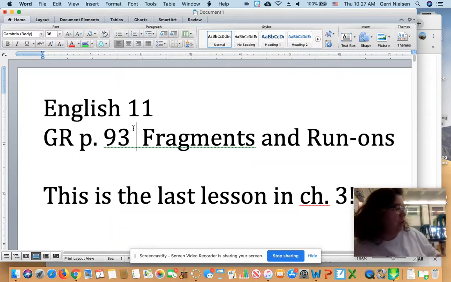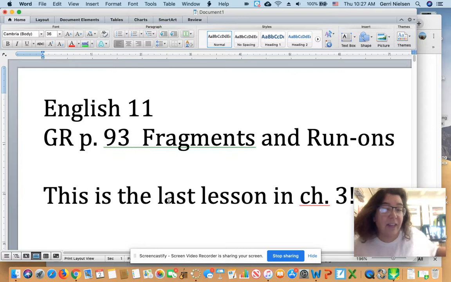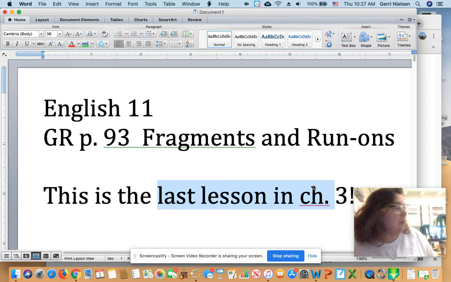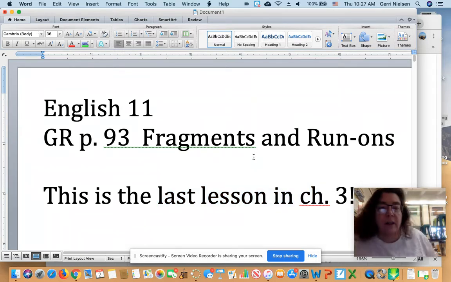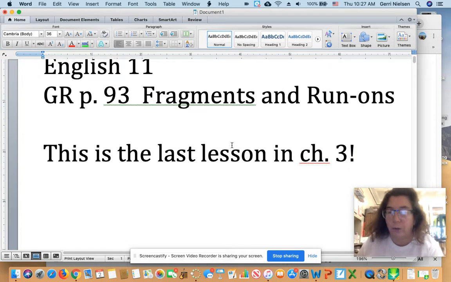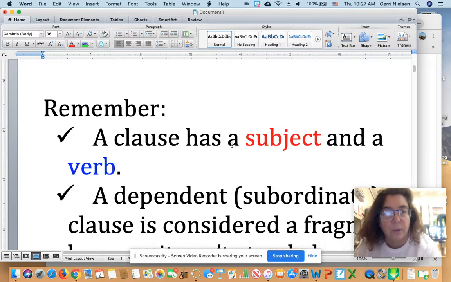Today, we're taking a look at the last lesson, the last lesson in Chapter 3, which you know what that means. We've got a test coming up soon. It's Lesson 5, Fragments and Run-ons. Hopefully you read pages 91 through 92 to get some background, and hopefully you remember a lot of stuff from before on fragments and run-ons.